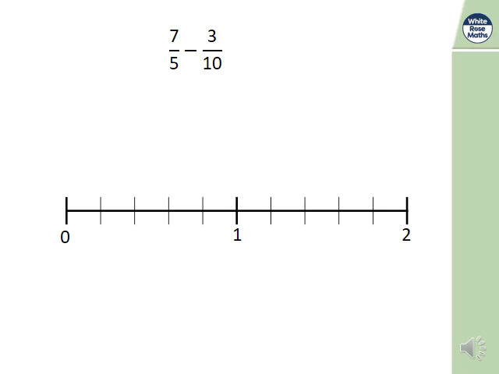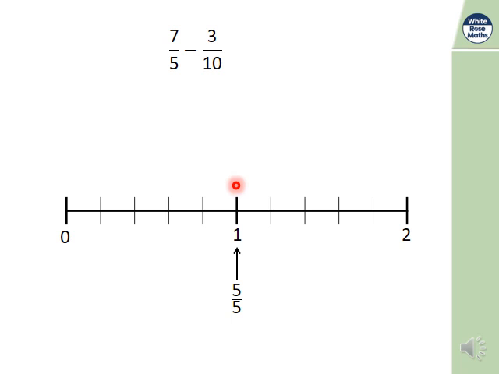So using that skill, we could try it on a number line. So there are 2 ways that we could try it today. We've got our 7 fifths take away 3 tenths. Each of our fraction parts here on the number line are worth 1 fifth, 1 fifth, 2 fifths, 3 fifths, 4 fifths, 5 fifths, or 1 whole. So where would 7 fifths be?